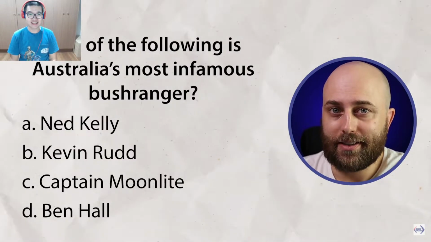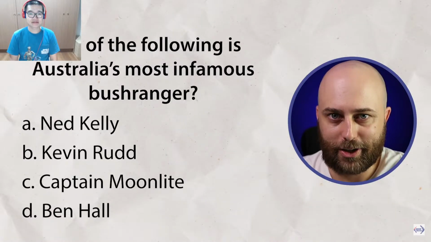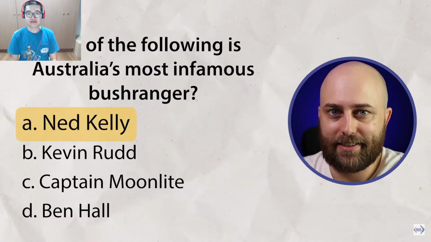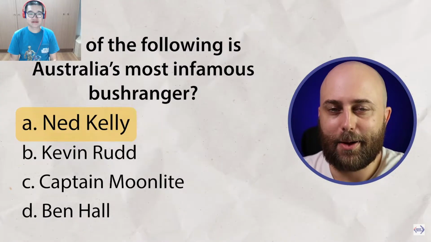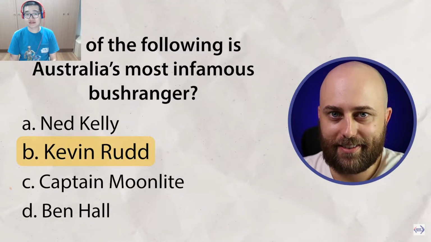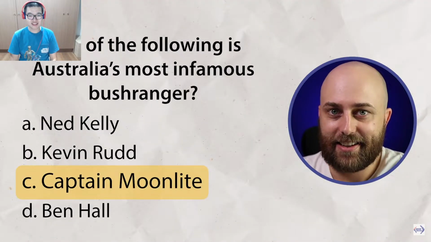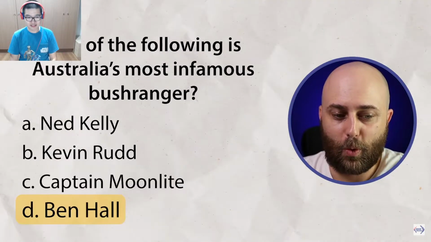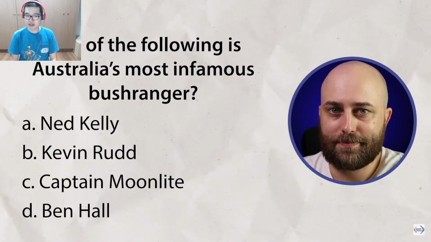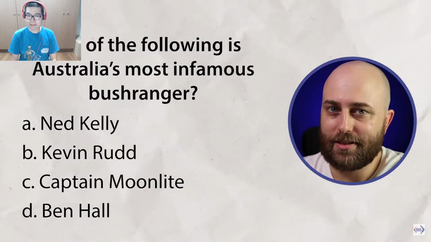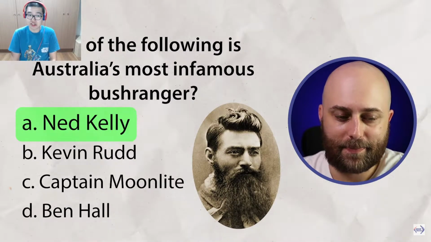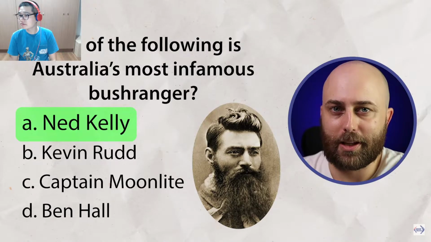Who of the following was the most famous Australian bushranger? A. Ned Kelly. B. Kevin Rudd. What? Bushranger. C. Captain Moonlight. Or D. Ben Hall. 我没太听过，除了 A 吧。The answer is A. Ned Kelly. 不知道是谁。He was the one who made the armour and had the shootout with the police.